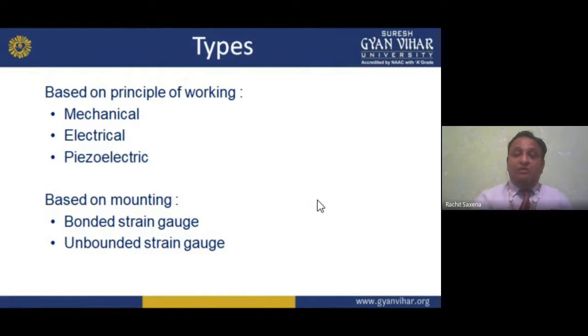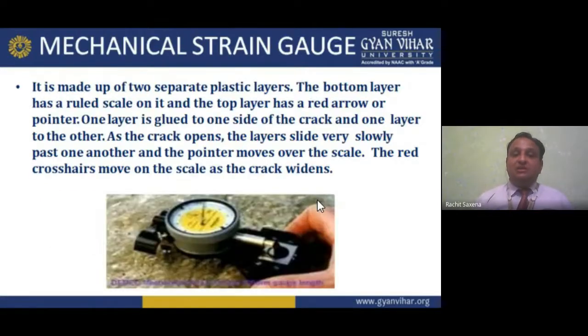Now, taking them one by one. First, the mechanical strain gauge. It looks like this; I took a picture of it. It is made up of two separate plastic layers.